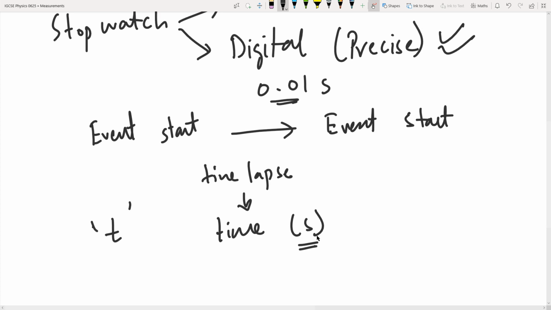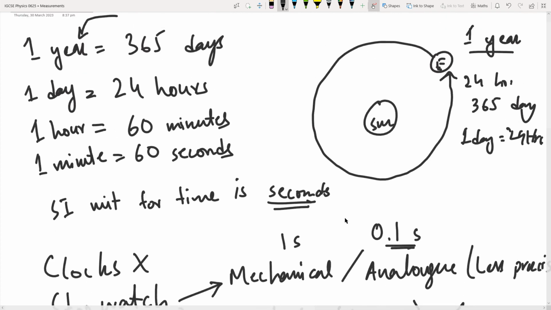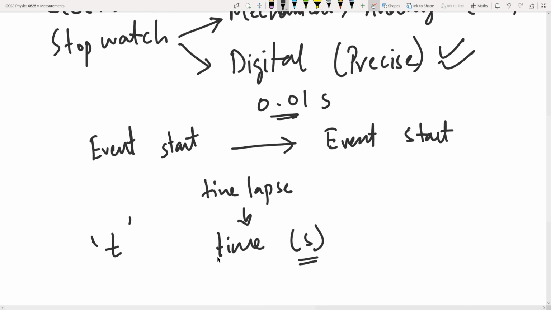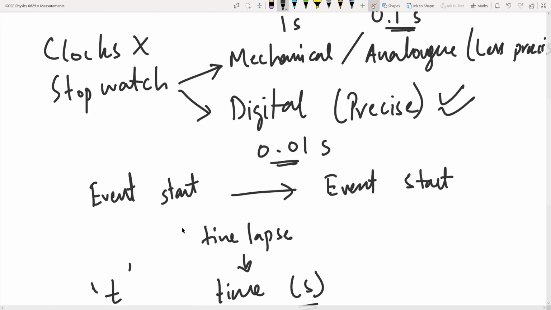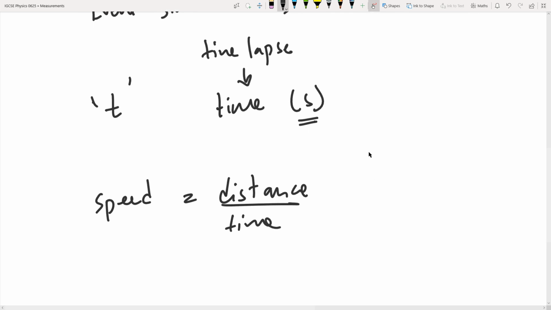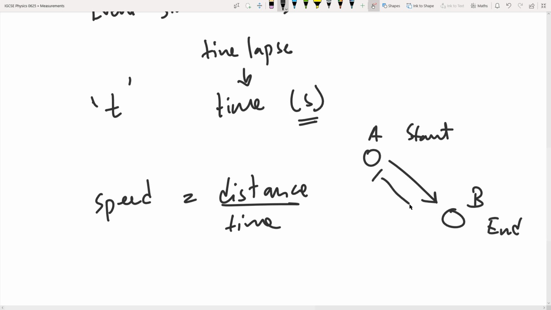Now time has many applications, since time is the most critical quantity that we use in physics. Let's say for speed, we understand that speed is actually distance over time, right? How much distance an object covers in how much time. Let's say an object moved from point A to point B. So this is the start of an event and this is the end of an event. So the time it took for this length is going to give the speed.